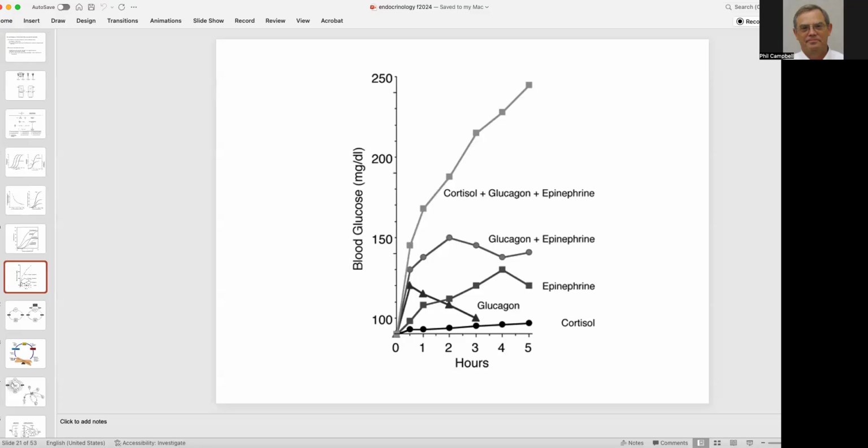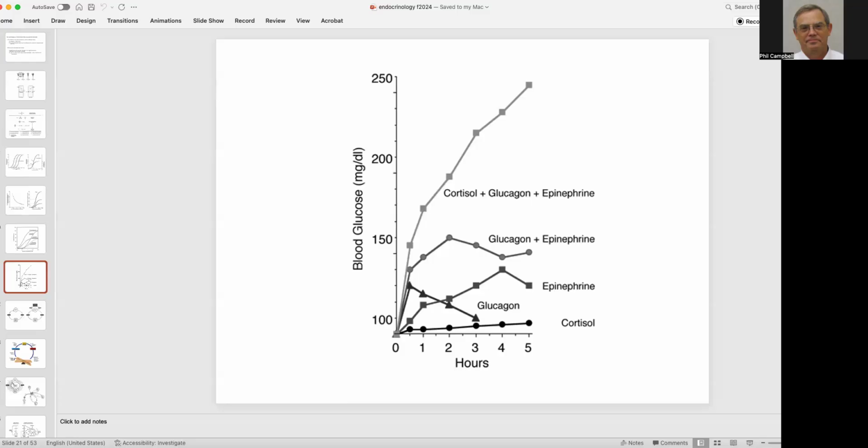Now, let's add them together and look at the effects. If I add glucagon and epinephrine, I get an increase at a rate comparable to glucagon itself, but it stays up comparable to epinephrine. What we call this increase is an additive response, which means, generally speaking, if I add glucagon and epinephrine, roughly speaking, they add up to this. So we call that an additive increase, right?